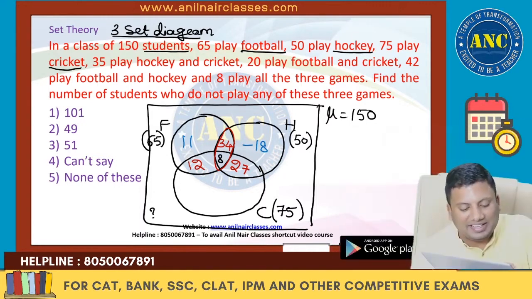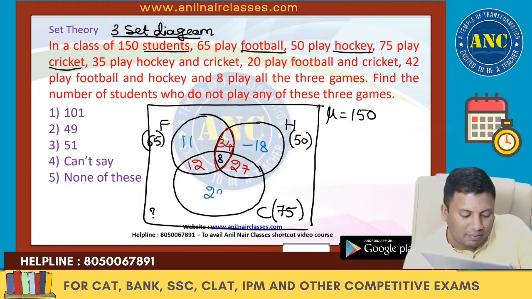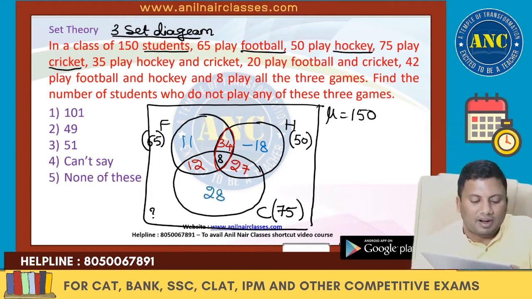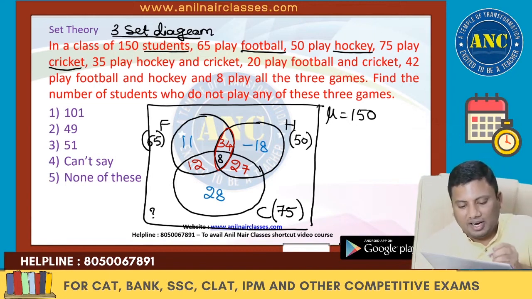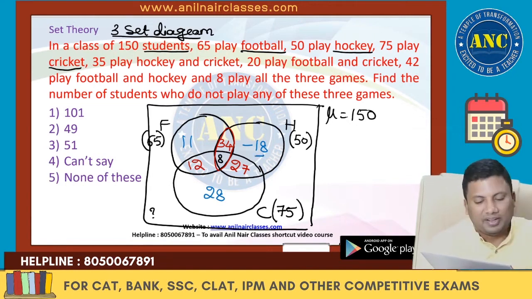12 plus 27 is 39. 47, which is nothing but 28. 40, 48, 75. I hope it is clear. So we got minus 18 here. We got minus 18. Let us check again why we got minus 18.